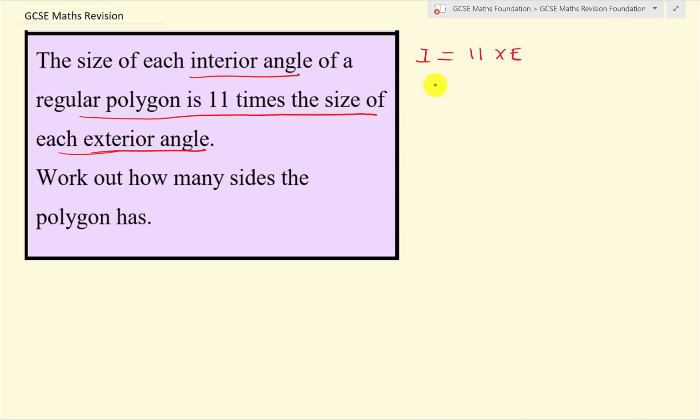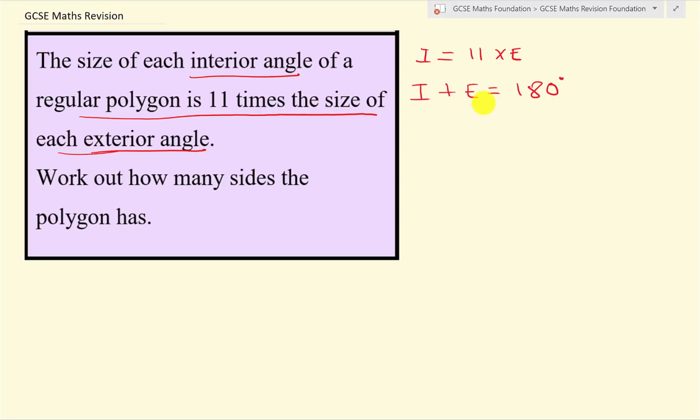And then what we also know is that the interior and the exterior angles add up to 180 degrees. This is something that you have to remember. I'm sure you have come across this before. If you haven't, I will say look into your revision guides.